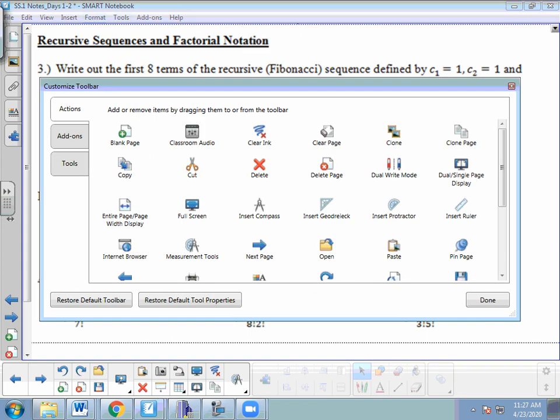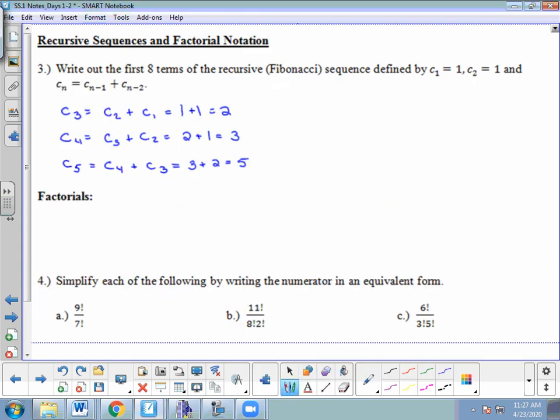Okay, so hopefully you were able to find those. So the 6th term would be found by taking the 5th term and adding it to the 4th term. So the 5th term was 5, 4th term was 3, so 5 plus 3 is 8. Then the 7th term would be found by taking the 6th term and adding it to the 5th term. The 6th term was 8, the 5th term was 5, and so 8 plus 5 is 13. And finally, the 8th term would be taking the 7th one and adding it to the 6th one. So 13 plus 8 is 21.